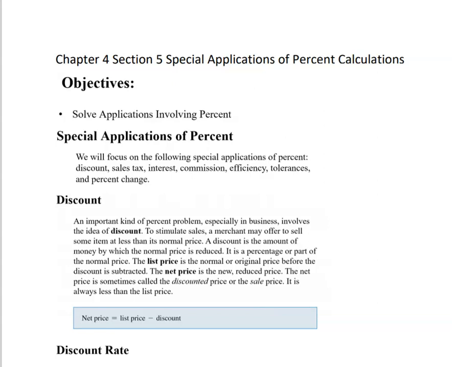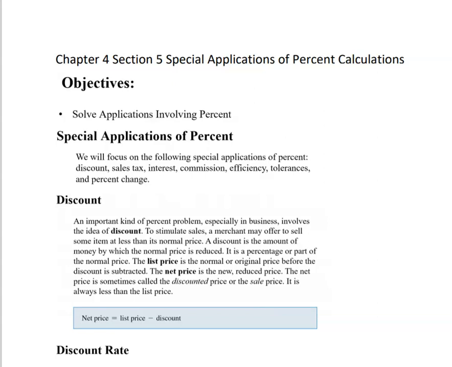Okay, let's talk about Chapter 4, Section 5, which is special applications of percent calculations. We're going to focus on the following special applications of percent: discount, sales tax, interest, commission, efficiency, tolerances, and percent change. So, an important kind of percent problem, especially in business, involves the idea of discount.